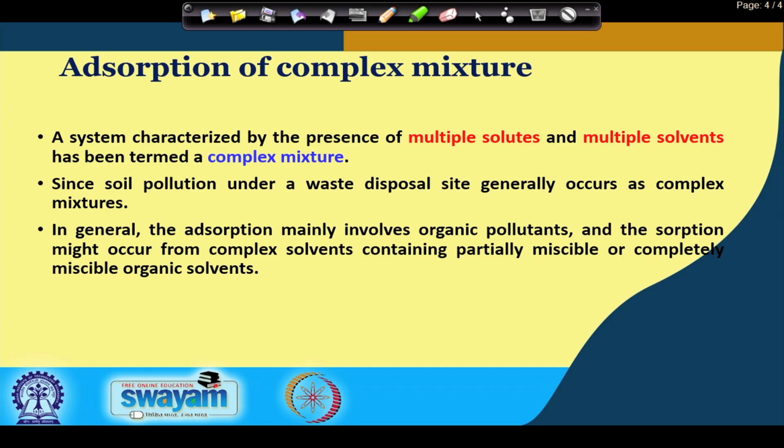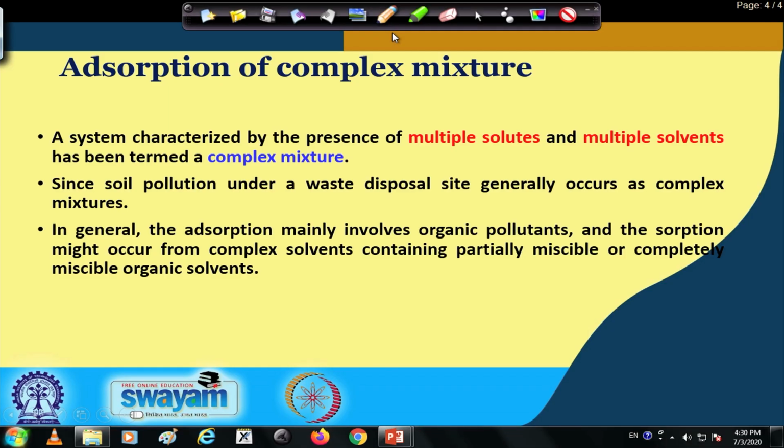So, today we are going to start with the adsorption of complex mixtures. Remember, it is a system characterized by the presence of multiple solutes and multiple solvents. So, these are the two prerequisites for a complex mixture. There have to be both multiple solutes and multiple solvents, and then we call it a complex mixture.